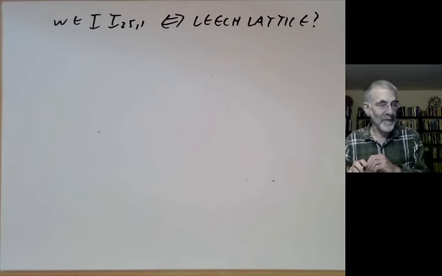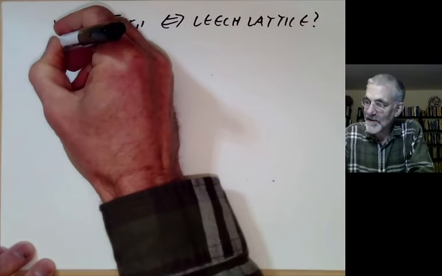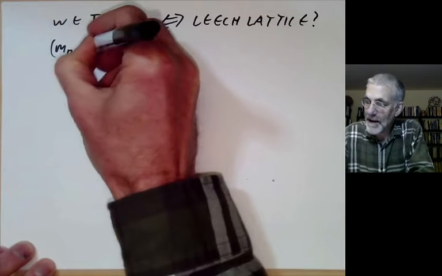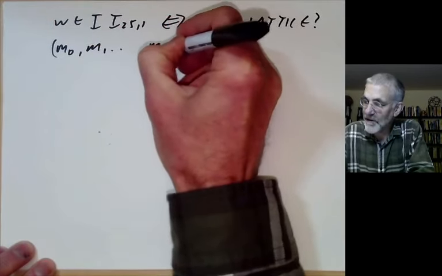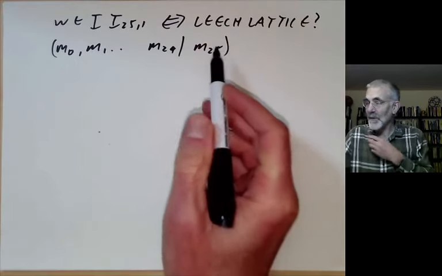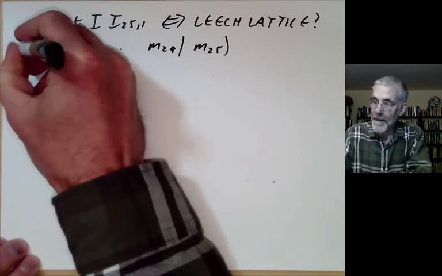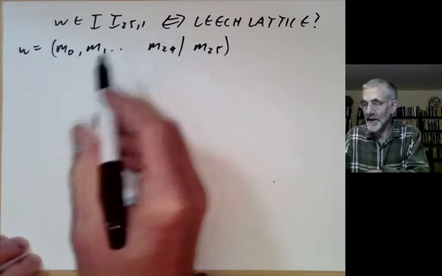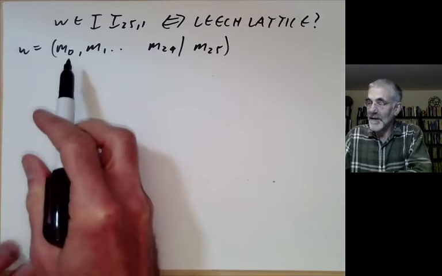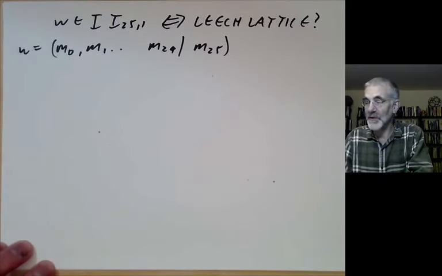And this was solved by Conway and Sloane. So we've got to find some vector m0, m1 up to m24, m25, whose orthogonal complement modulo w itself is the Leech lattice. In particular, there can be no norm 2 vectors orthogonal to this.